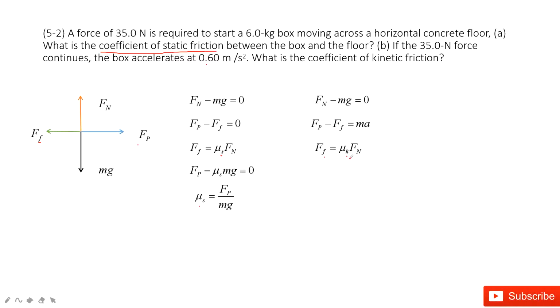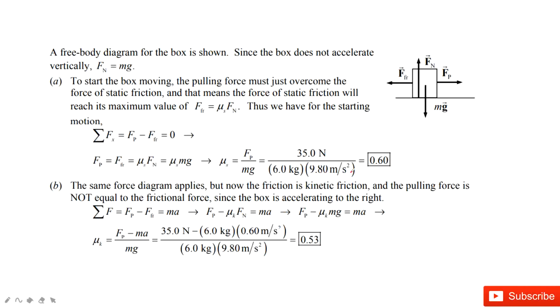This k tells us it is kinetic friction. And then, we input these functions. And then, we find mu k equal to Fp minus ma, divided by the gravity, in these terms. If we input the numbers and do the calculation, we find the final answer. The static friction coefficient is 0.6, the kinetic friction coefficient is 0.53.